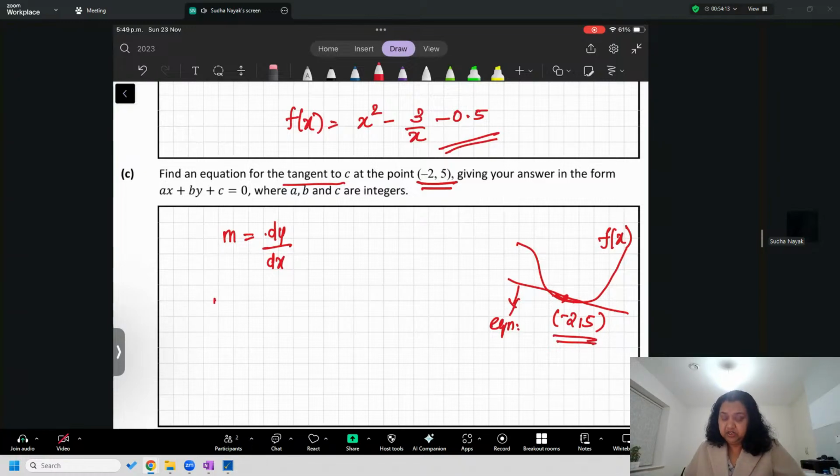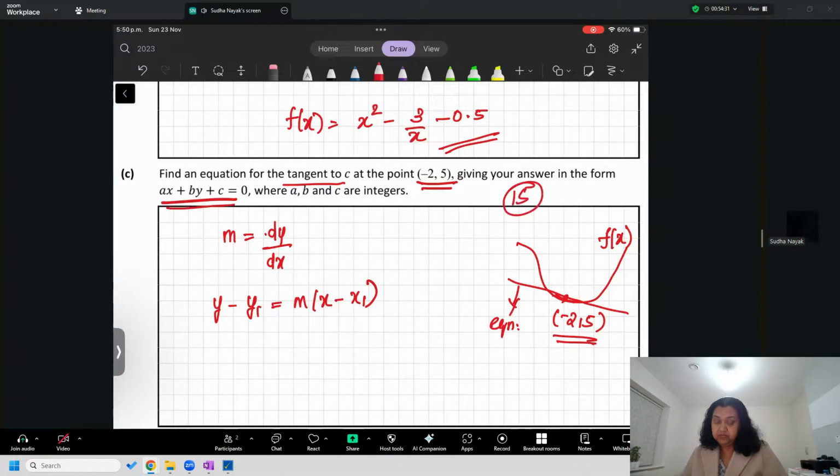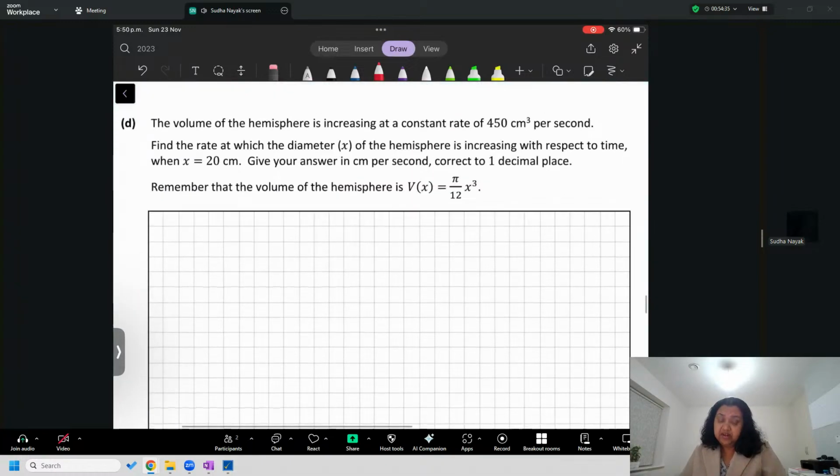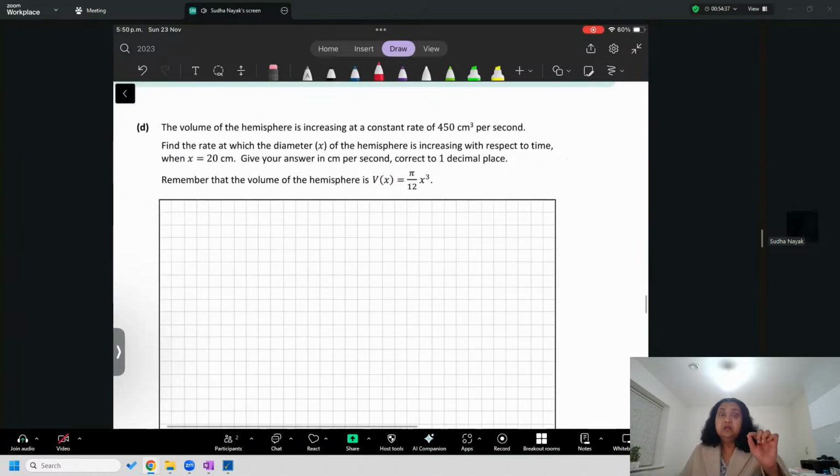Then the equation of the tangent can be written as y minus y1 is equal to m into x minus x1. Substitute the values into the formula, and then you have to write it in the form ax plus by plus c is equal to 0. So rearrange it and you will get it. This was a 15 mark question. If you learn the keywords, you can easily write the exam. That's my idea.